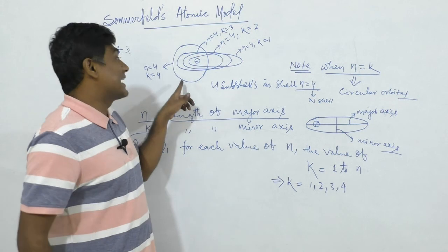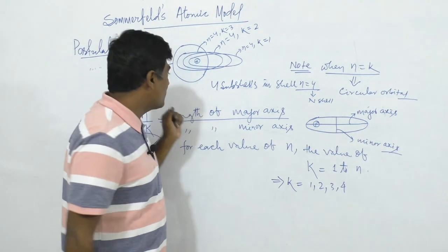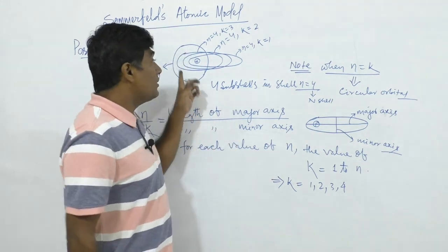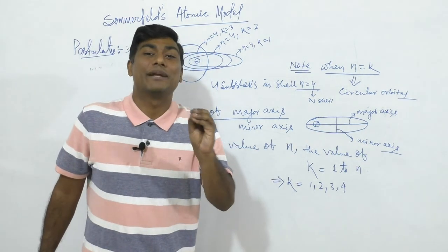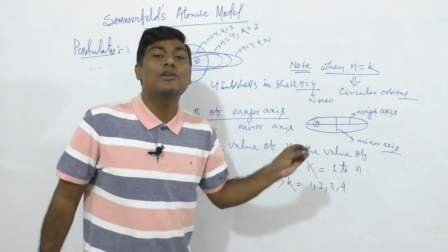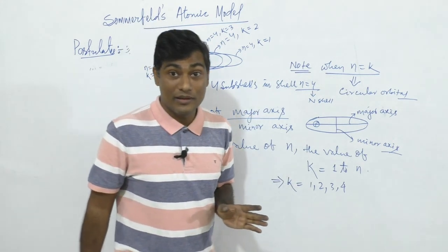One of them is circular. All other 3 are elliptical according to Sommerfeld, having various azimuthal quantum numbers. Do you get me? Okay.